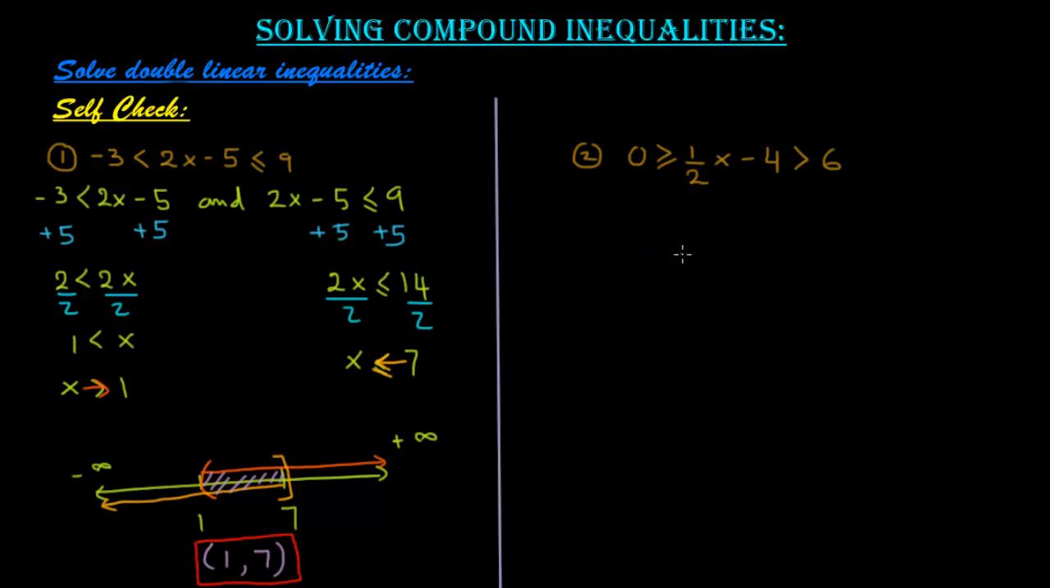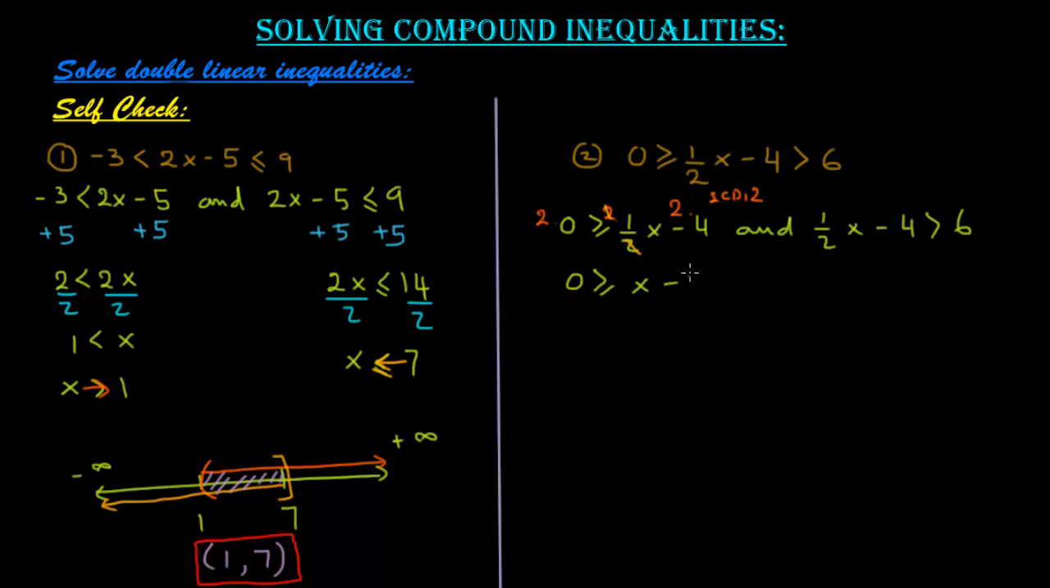So on problem 2, we're gonna do the same thing. Cover the right side, you will have 0 greater than or equal to 1/2 x minus 4. And we cover the left side, you will have 1/2 x minus 4 greater than 6. So we have fractions. The first inequality will be solved by multiplying the whole inequality by the LCD, which is 2. So the 2 and 2 will cancel out. Give me 2 times 0 is 0 greater than or equal to x minus 4.